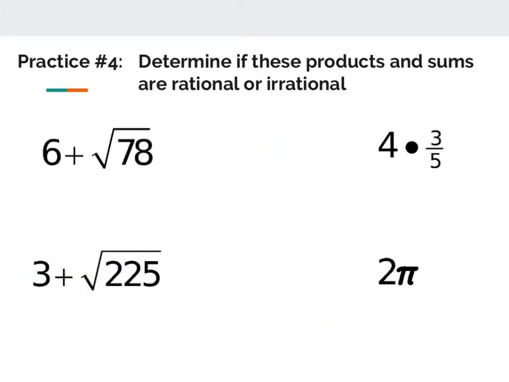So here we are at practice number 4, and it says determine if these products and sums are rational or irrational. So now you're on your own. You're going to try these 4 on your own and determine if the answer is rational or irrational. I'm not looking for the actual mathematical number answer. I just want to know whether it's rational or irrational. So go ahead and press pause now, try the 4 problems on your own, then press play again to see if you are right.